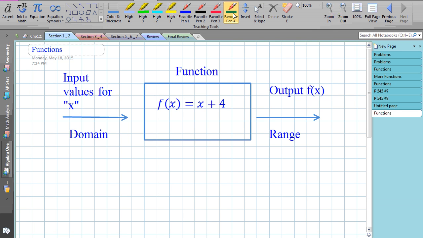Okay, people, welcome to the basics of functions. Functions are going to be around for the next couple years, and let's see how a function works.